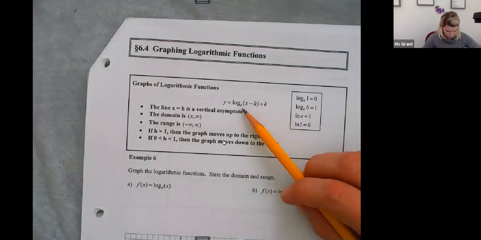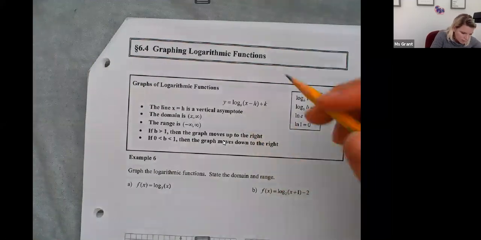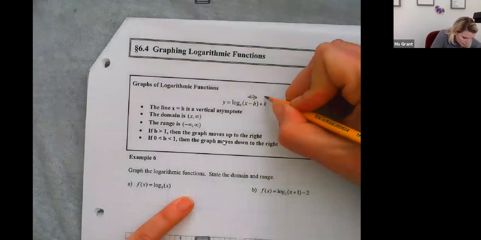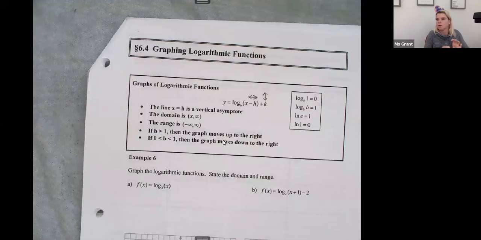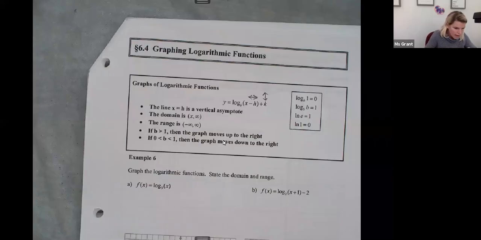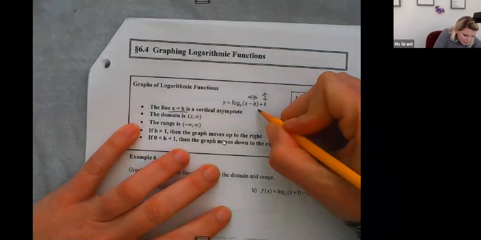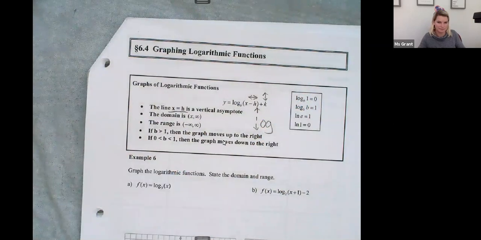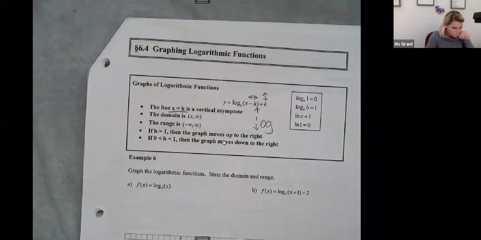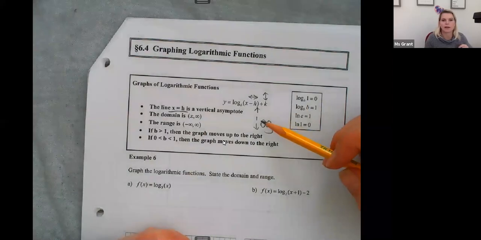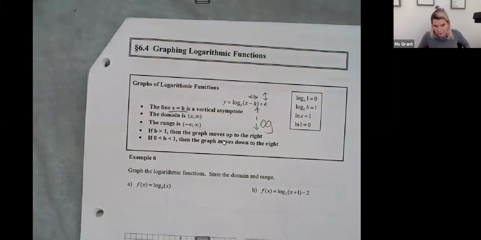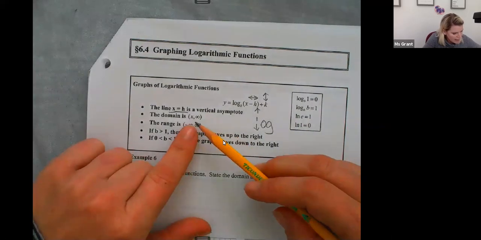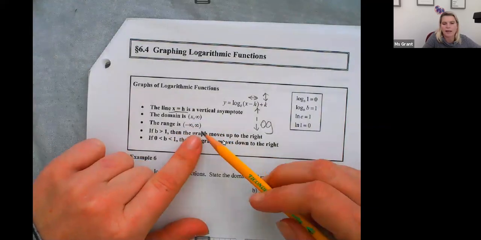Y equals log base b of x minus h, where h is my left or right shift and k is my up or down shift. Well, in this case, the h is my vertical asymptote. We have a vertical asymptote. And here's a fun way to remember it: LOG. See how I made a vertical asymptote with the L, with my dotted line? In logarithmic graphing, we have a vertical asymptote, not a horizontal asymptote. The domain is going to be the h value to infinity, and the range will be all real numbers.